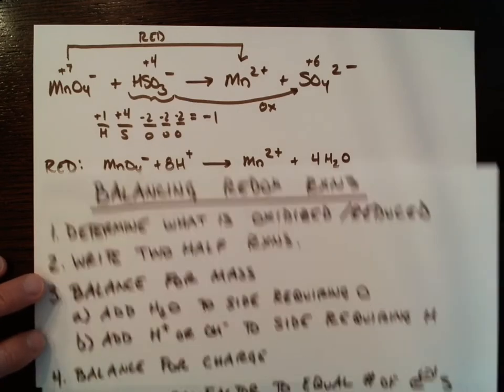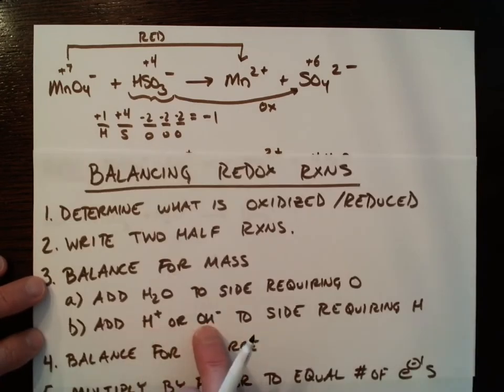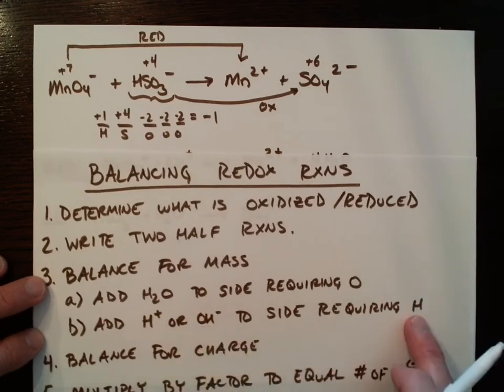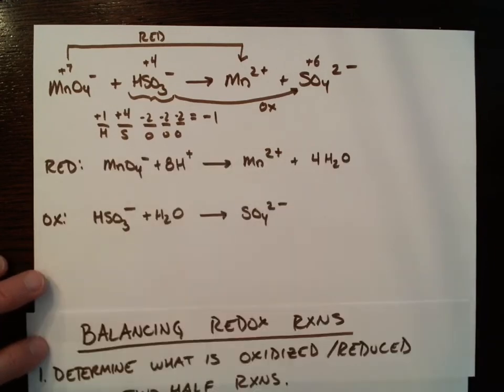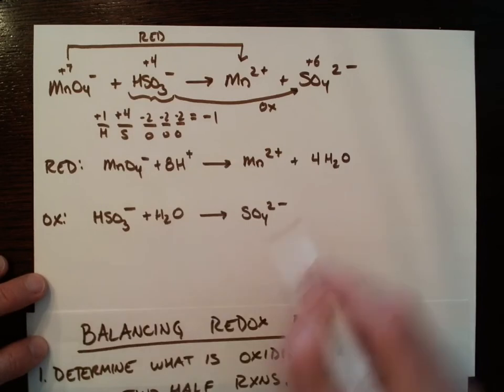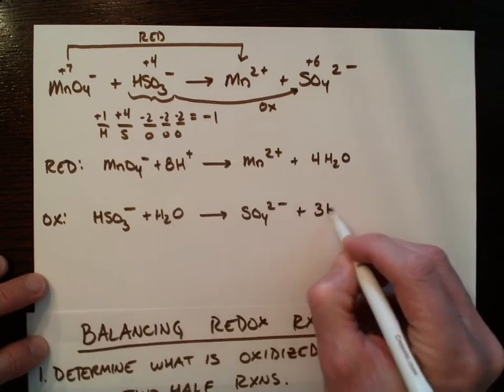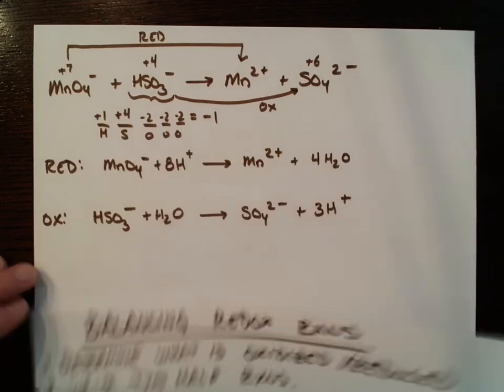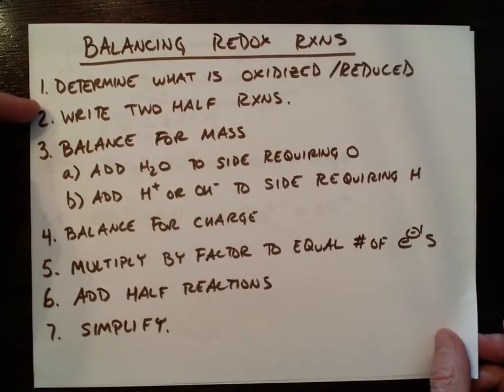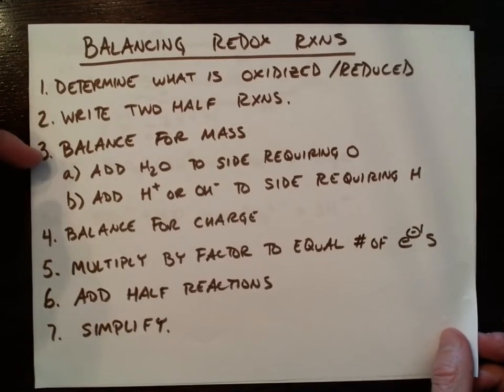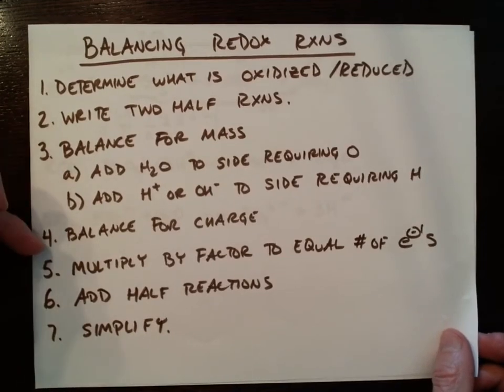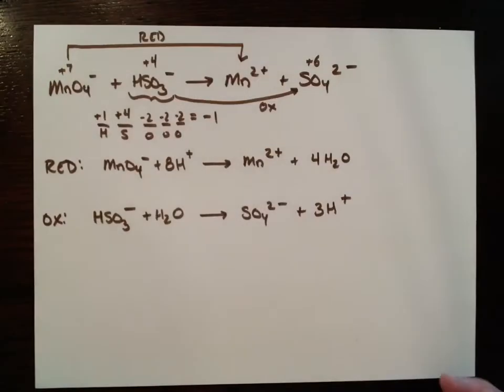Okay. Now I got to add H plus, or hydroxide, to the side requiring hydrogen. 1, 2, 3 hydrogens, so let's put 3H plus over here. Okay, so I've written my 2 half reactions. I've balanced for mass. Now I have to balance for charge.